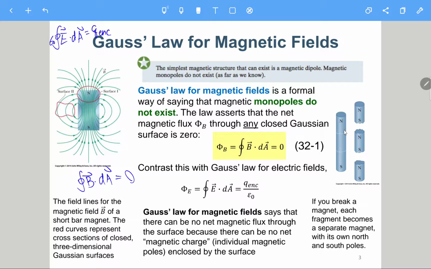It's just like if we have a long magnet bar, if we cut it into 3 pieces, it will be like NS, NS, NS. So it will never become a magnetic monopole individually.